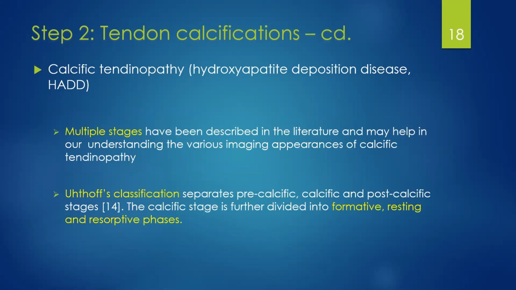It demonstrates multiple stages, having been described in the literature, which may help in our understanding of the various imaging appearances of calcific tendinopathy. Uhthoff's classification separates it into precalcific, calcific, and post-calcific stages. The calcific stage is further divided into formative, resting, and resorptive phases.